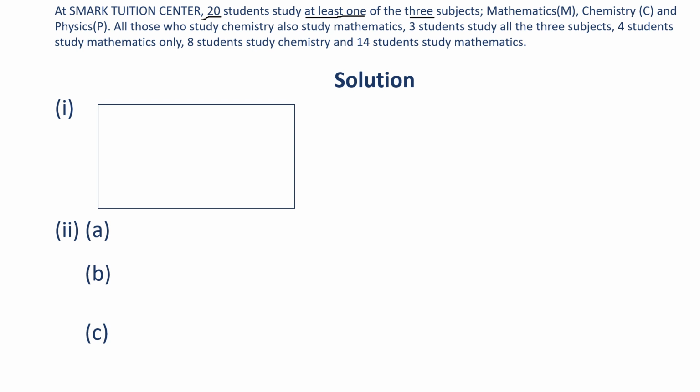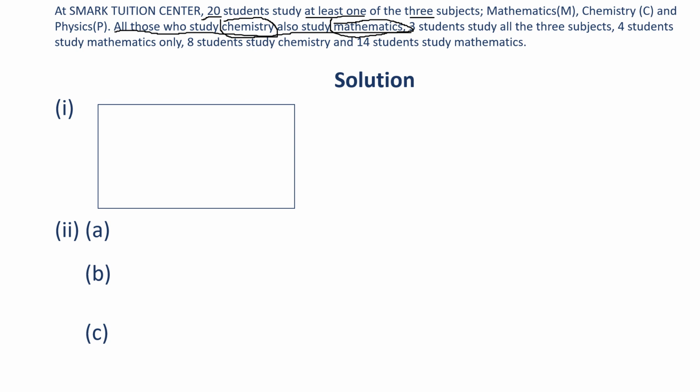And then we continue: mathematics, chemistry, and physics. All those who study chemistry also study mathematics. So when you hear that, it means chemistry will be a subset of mathematics. Chemistry will be inside set M for mathematics.